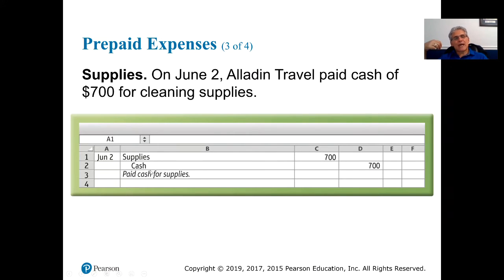Okay, so let's move back to June 2nd. So we're kind of going between what happens during the month and then the adjustment that has to be entered at the end of the month. So now let's go back to, let's say on June 2nd, Aladdin Travel paid cash of $700 for cleaning supplies. The journal entry because of that purchase, by the way, was done by, let's say, an invoice or receipt that was received. The accountants receive that invoice and enter into the accounting system this journal entry: debit to supplies for $700 and a credit to cash for $700.